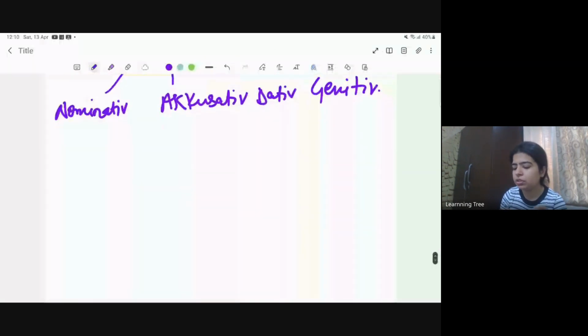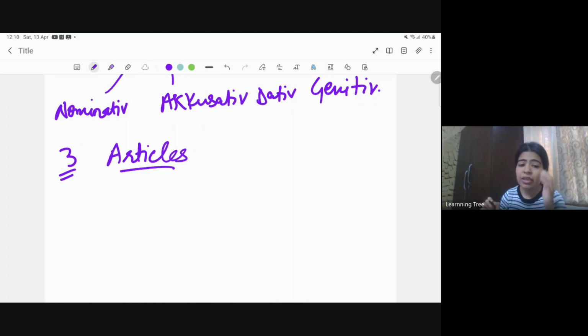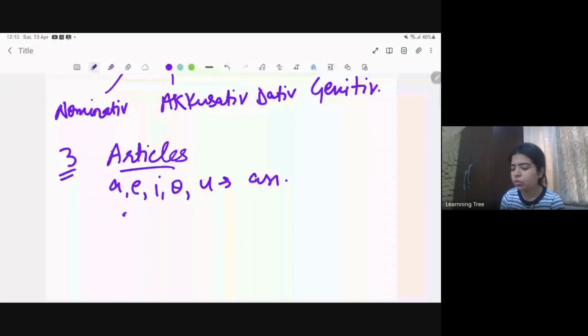Talking about the third major difference, that is of articles. English language has a very simple rule that with vowels we use an, and with the remaining 21 consonants we use a. So with A, E, I, O, U we put an, and with the remaining consonants we put a: a car, a house, an apple, an ice cream.